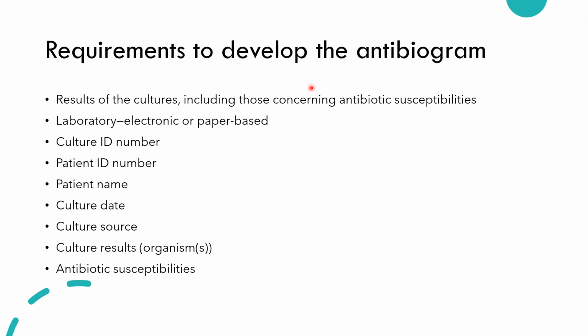Now, what are the requirements to develop the antibiogram? We need results of cultures, including the antibiotic susceptibility. So we have to select the types of antibiotics we are using. We need data from the laboratory, either in electronic or paper-based form, or a mixture of the electronic and paper-based. Also, the culture ID, the patient ID, the name, the culture date, the source of the culture, and the results, the organisms, of course, and the antibiotic susceptibility.